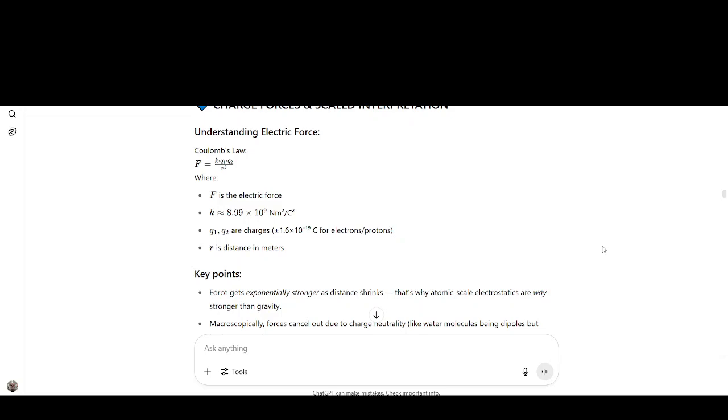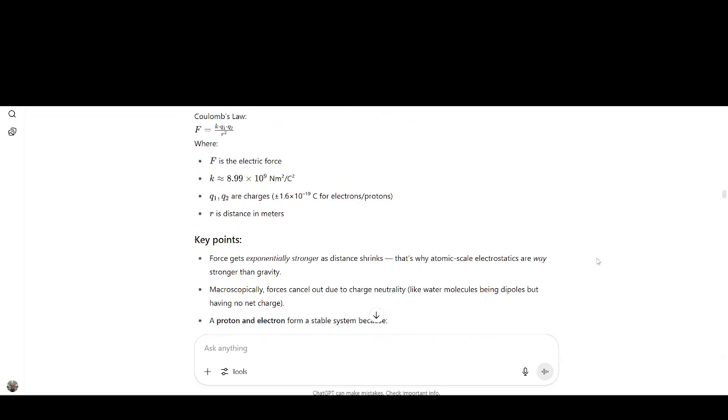Understand electric force. Okay, this is the part where I am going to get very confused. Okay, Coulomb's law. Force equals K times Q1 times Q2 over R squared, where F is the electric force, K equals 8.99 times 10 to the 9th. I'm guessing Newton meters squared over the speed of light squared. Q1 and Q2 are charges, plus or minus 1, or plus or minus 1.6 times 10 to the negative 9th C for electrons and protons. R is distance in meters.